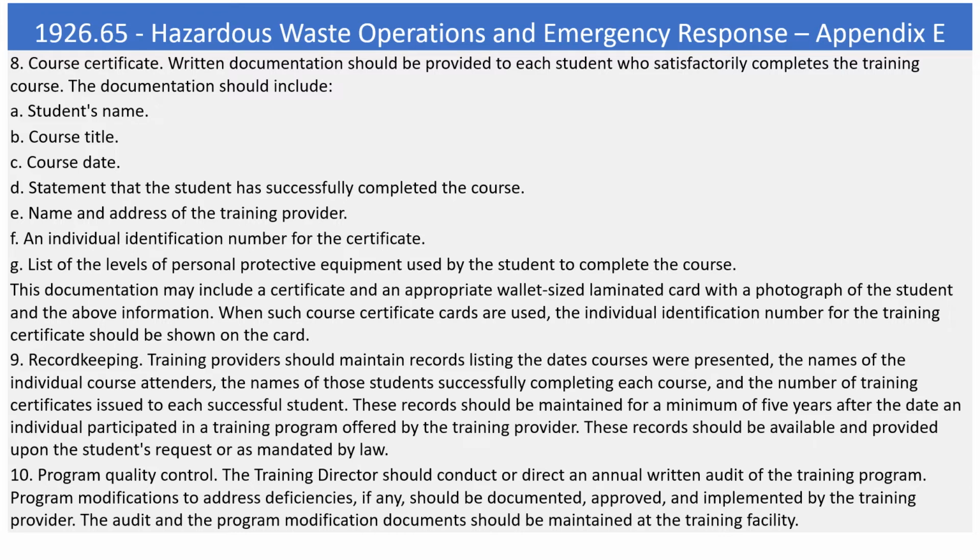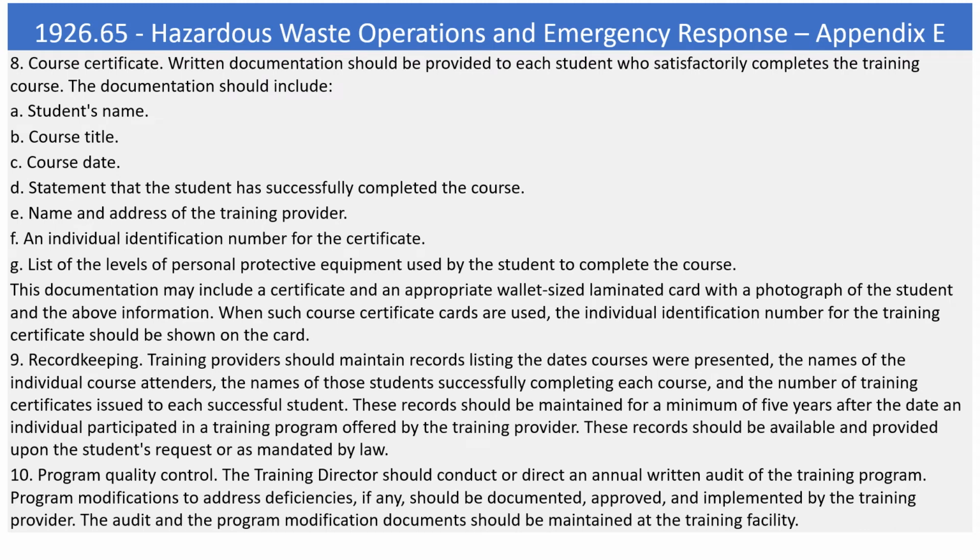Training providers should maintain records listing the dates courses were presented, the names of the individual course attenders, the names of those students successfully completing each course, and the number of training certificates issued to each successful student. These records should be maintained for a minimum of 5 years after the date an individual participated in a training program offered by the training provider. These records should be available and provided upon the student's request or as mandated by law.